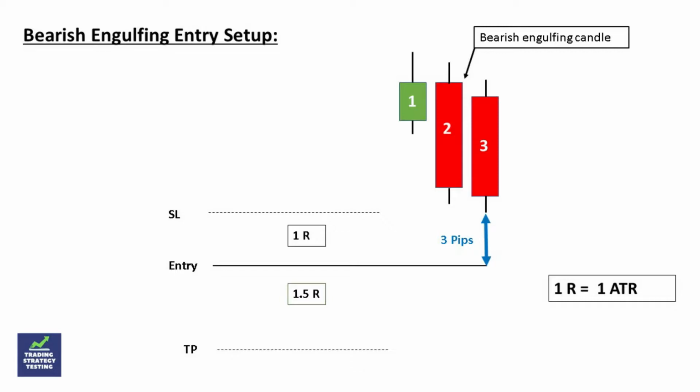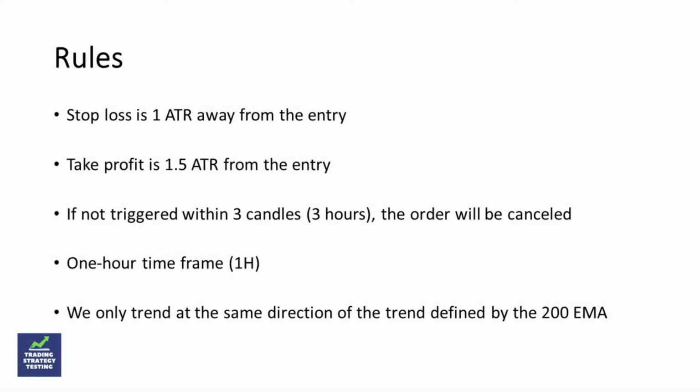The same basic rules will apply to the bearish engulfing pattern. If the third candle following the bearish engulfing candle closes lower, we will place a sell stop order 3 pips below the third candle. If the third candle closes higher than the bearish engulfing candle, the same concept will apply to the fourth candle. The setup will be neglected if neither the third nor the fourth close below the initial bearish engulfing candle.